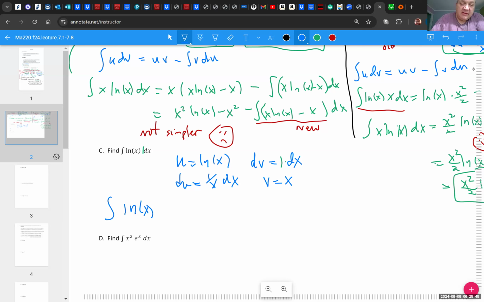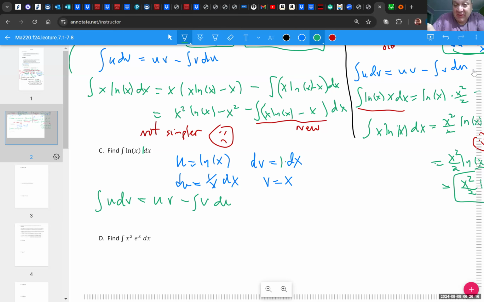or no, u times dv, ln x. I stopped writing my formula because I'm going to say I don't have to write my formula every time, but now that I didn't write my formula, I messed it up. So I guess it means I have to write my formula again. All right, so the formula is integral of u dv is equal to uv minus integral of v du. Okay, so let me just keep that guide there so I don't mess up again.